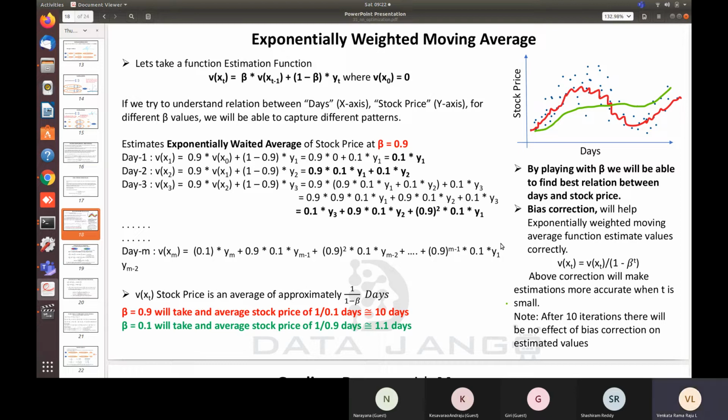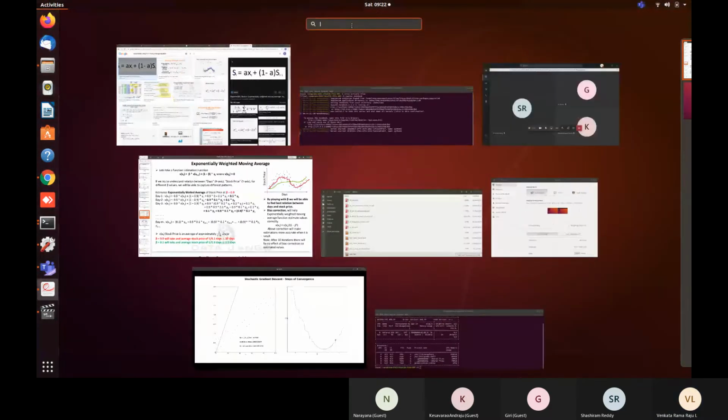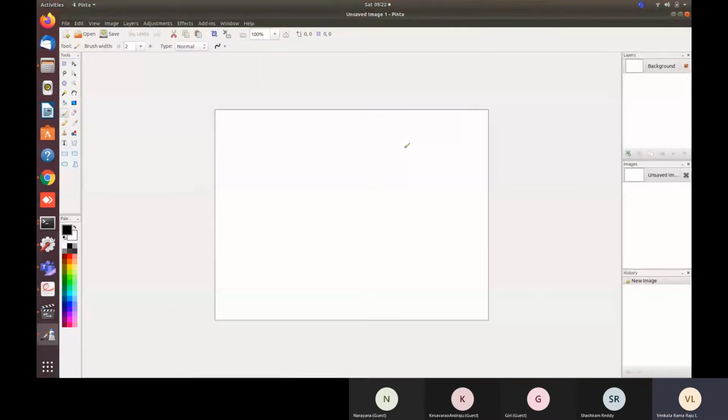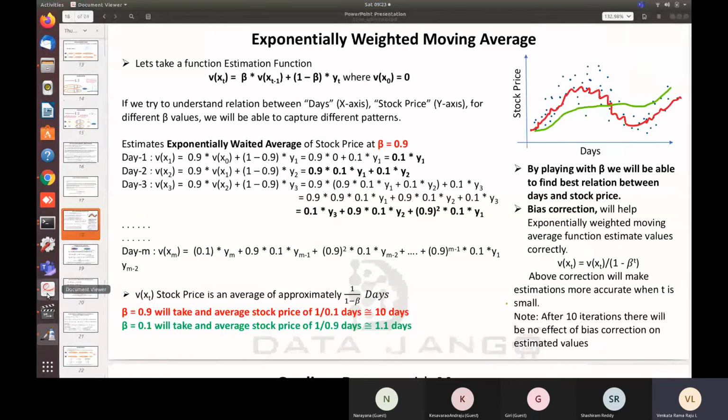So here I took 0.9. Only 3 iterations I did. If I had done 10 iterations, it would have been more clear. But you asked 0.1, right? That's a good question. So let me take a white sheet. That's better. So 0.1 we should take, right?